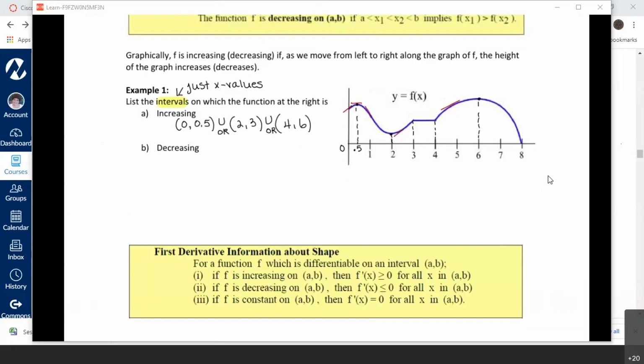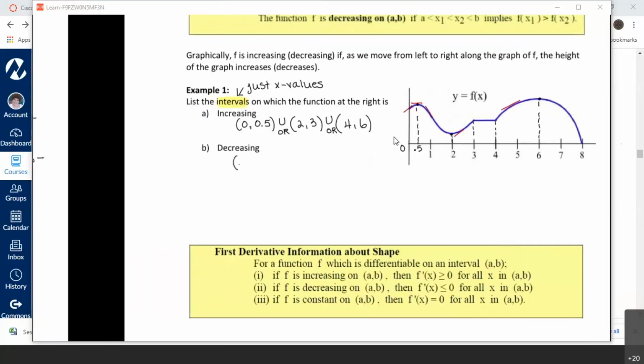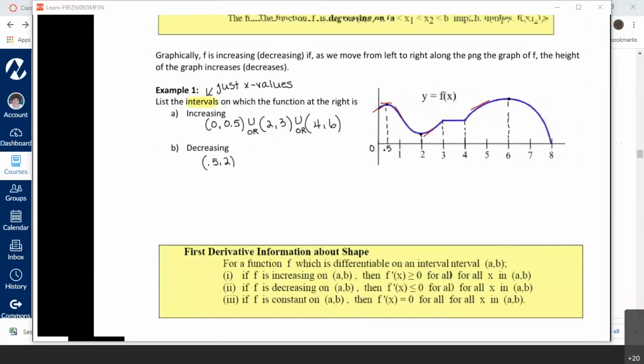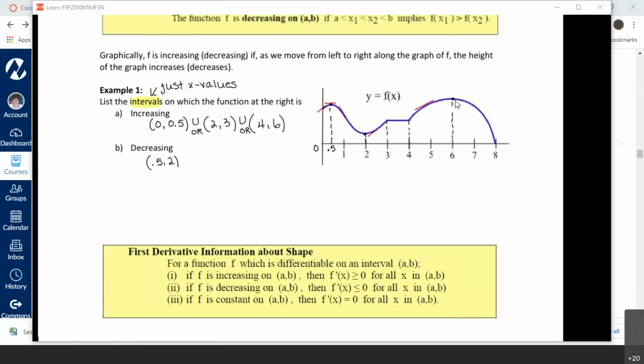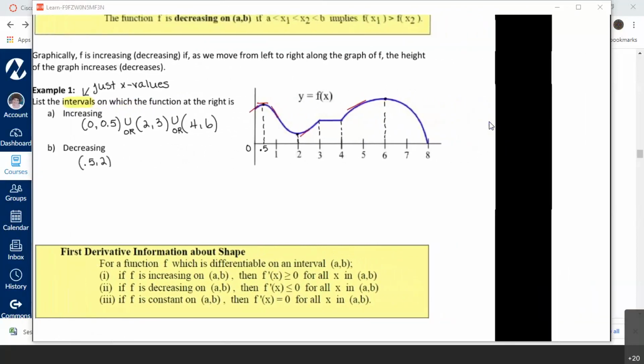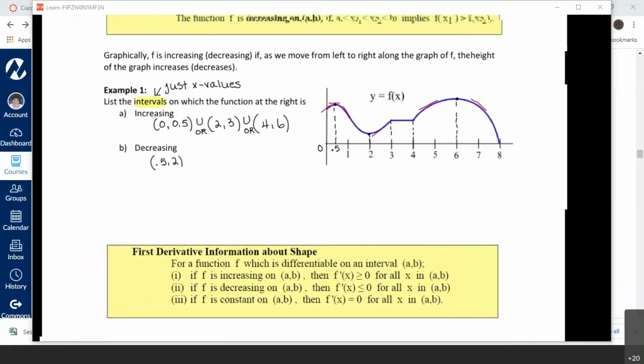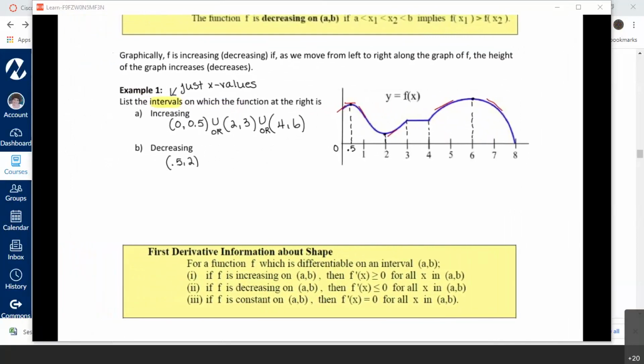So let's take a look at decreasing intervals. I've got the first one here. It looks like it decreases from 0.5 to 2. And then it looks like another decreasing interval would be from 6 down to 8, because again, I could draw my negative sloped tangent line there. And then again, if you want, you can put the or, the union symbol in there, saying either in the left interval or the right interval.